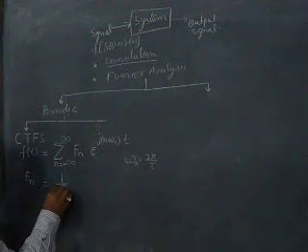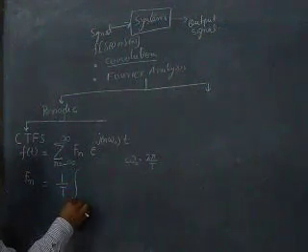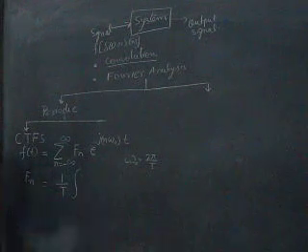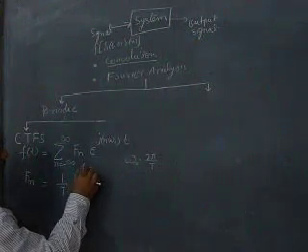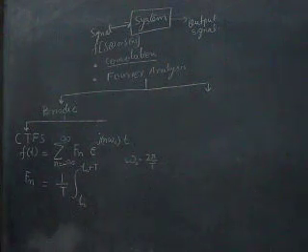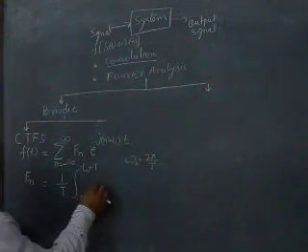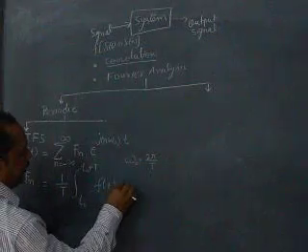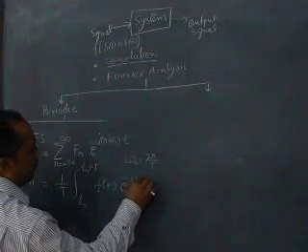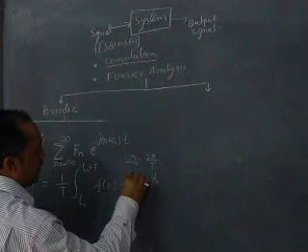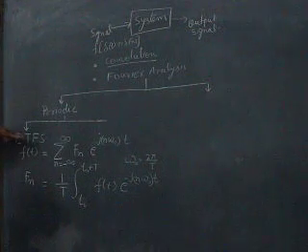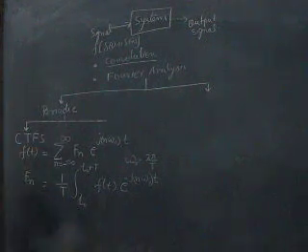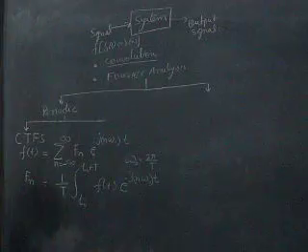For the given range, it is 1 by T, integration over the time interval from t naught to t naught plus T, of the function itself multiplied by e to the power minus j n omega naught t, dt. This is the mathematical representation of the Fourier series in the continuous time domain.